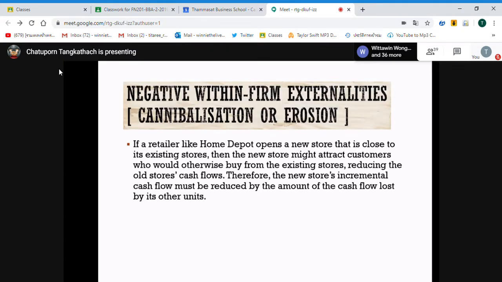Now, the first one, negative side effect. You may call this one cannibalization or erosion. You know the word cannibal, right? A cannibal is like, in Africa, some tribe that eats human beings. So that is cannibal. So cannibalization in terms of the project is that when you invest in a new project, the project will eat the current project.